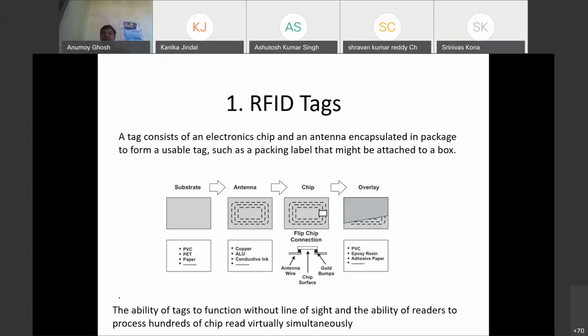And then after doing that, there should be some overlay. That means there should be some covering, which will also be done using some dielectric parts. So that is the basic physical design of an RFID tag.